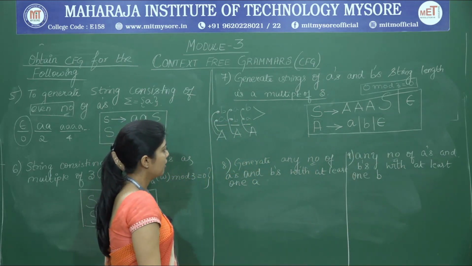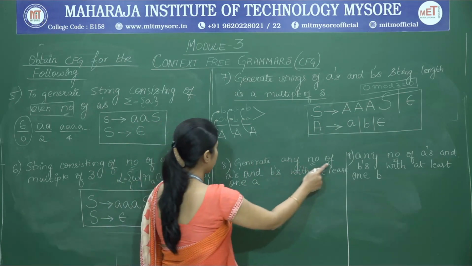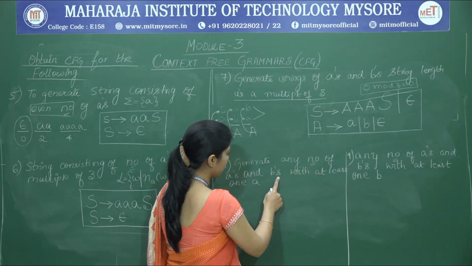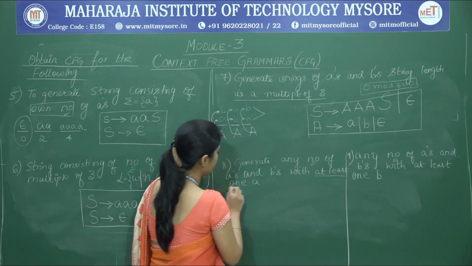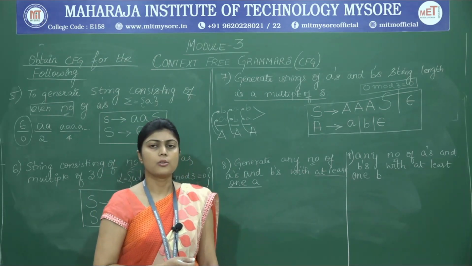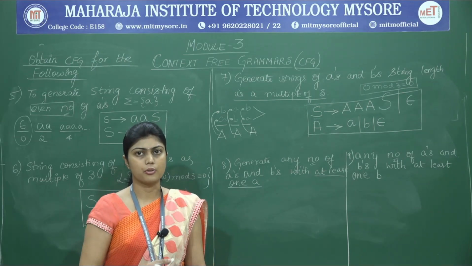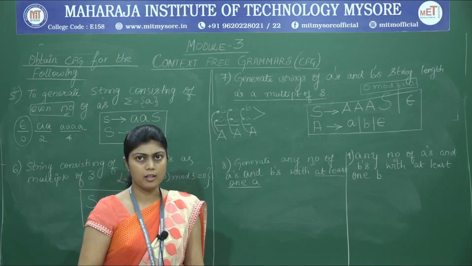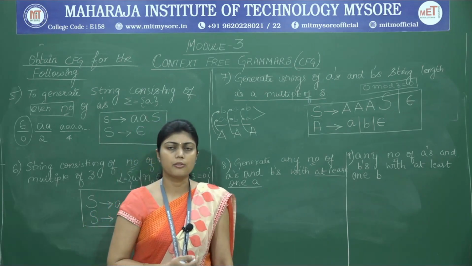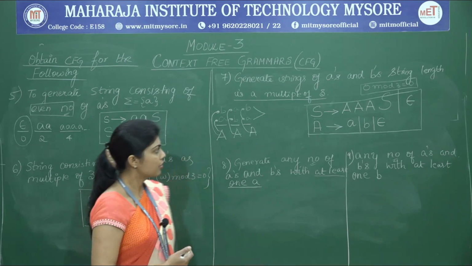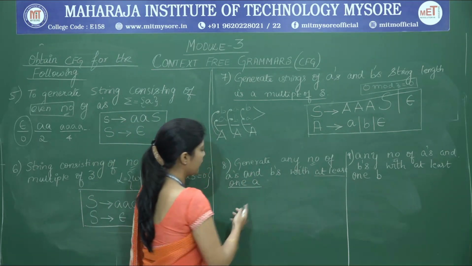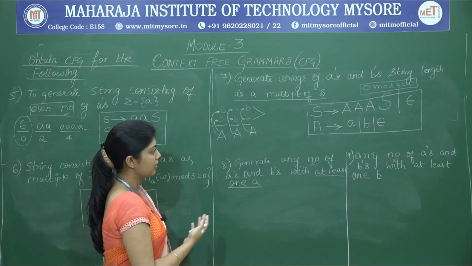So next is to generate a string with any number of A's and B's, but there has to be at least one A. So there is a different concept that we are going to learn here. So wherever possible, it is possible for us to draw the FSM first, a DFA, and from the DFA we can derive the rules of the grammar. So this we have also seen when we have defined the regular grammars also. So we'll see what we do here. So generate any number of A's and B's with at least one A. Can we define a FSM for this problem?